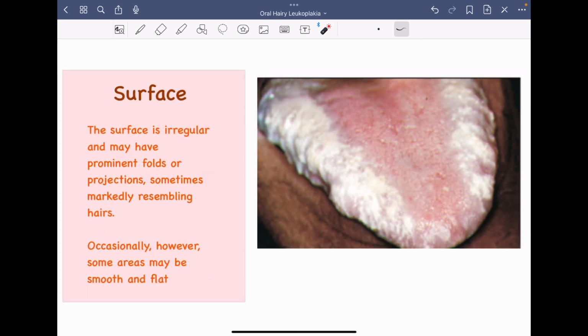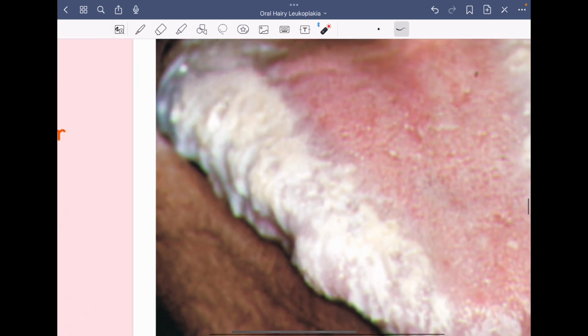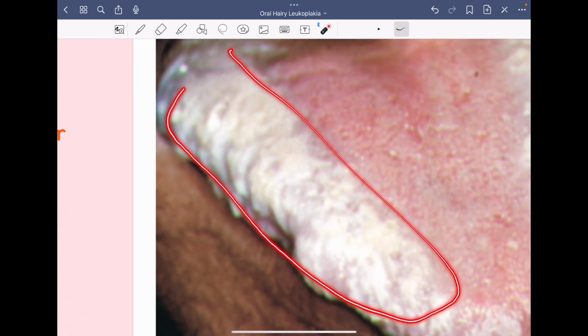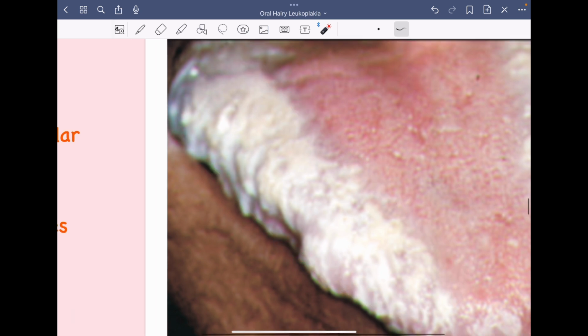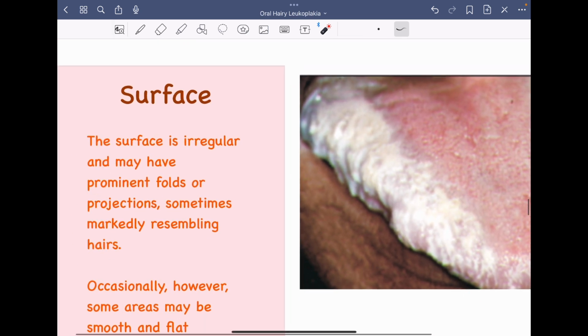Moving on towards another clinical feature, which is the surface appearance of OHL. The surface is definitely irregular. It might present with prominent folds or some kind of projections. In this figure we can see this is the lesion, definitely a white keratotic lesion with prominent folds and projections.